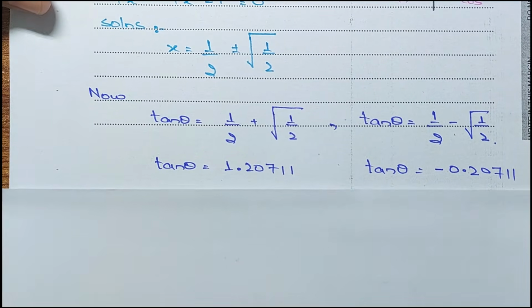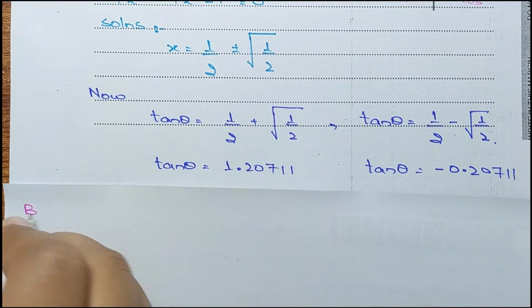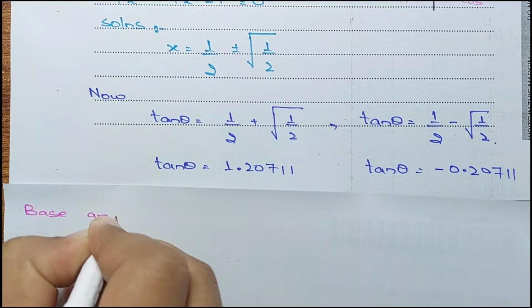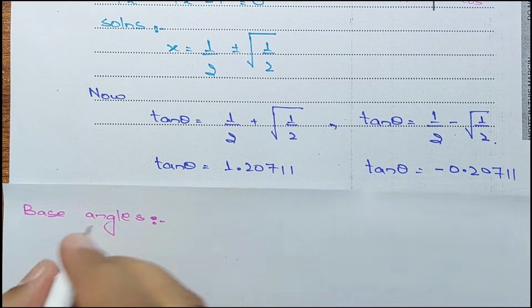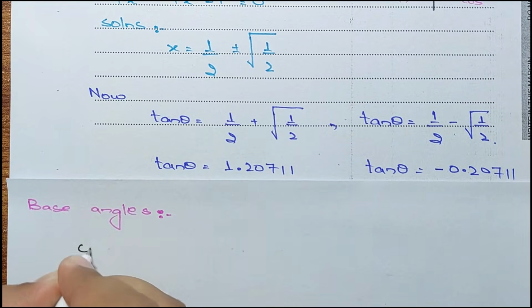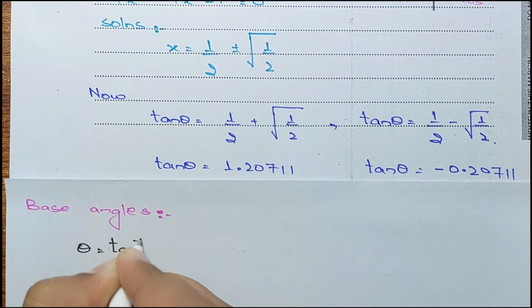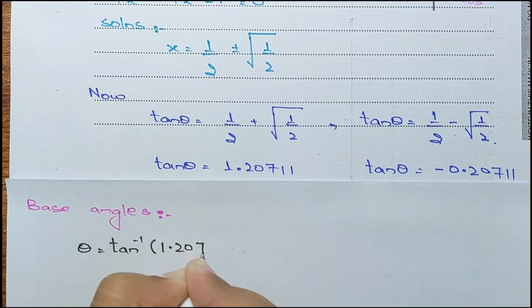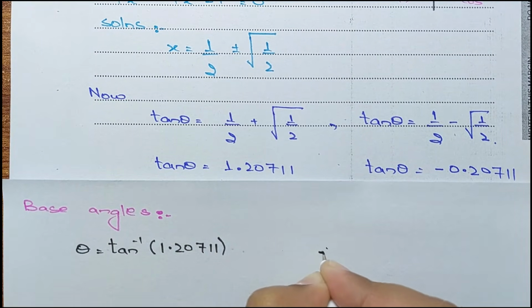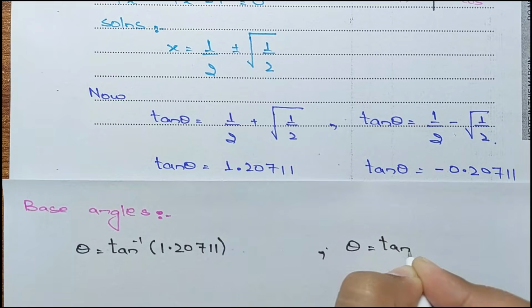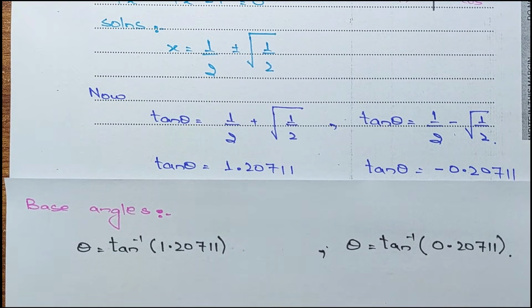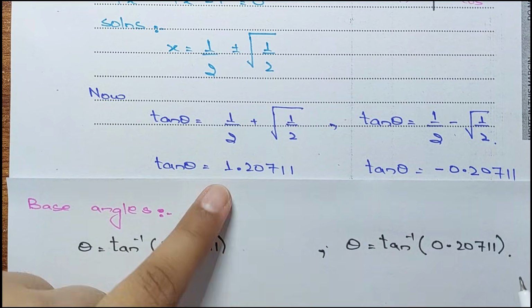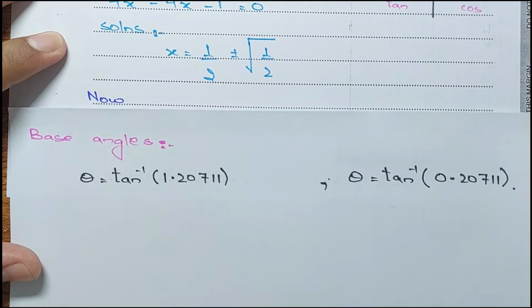So what are the base angles for both of them? For the base angles, what we have to do, we can say theta equals tangent inverse of 1.20711, and here theta equals tangent inverse of 0.20711. Okay, so keep in mind whenever we are finding the base angles, we are not considering the signs, the positive or the negative sign.